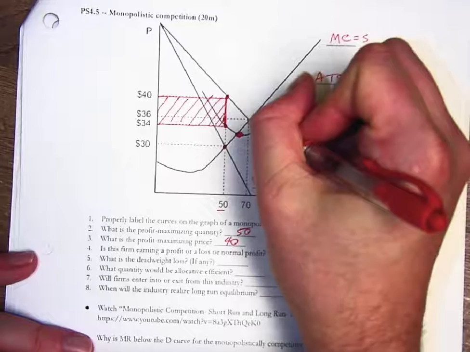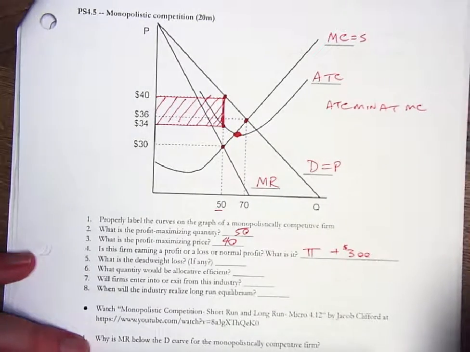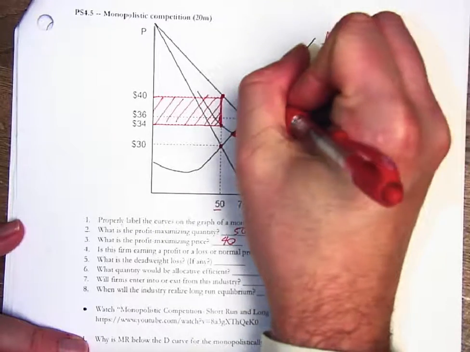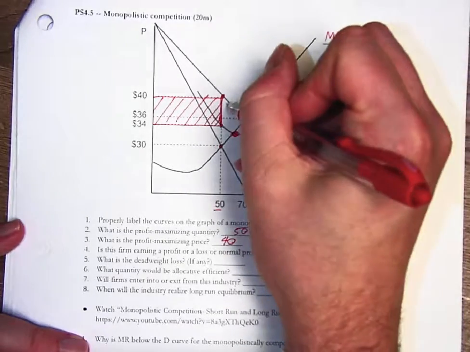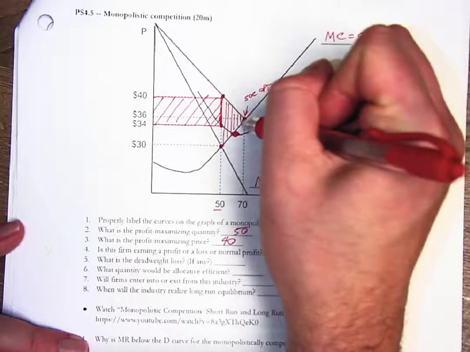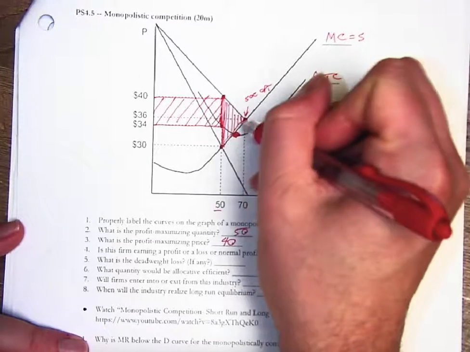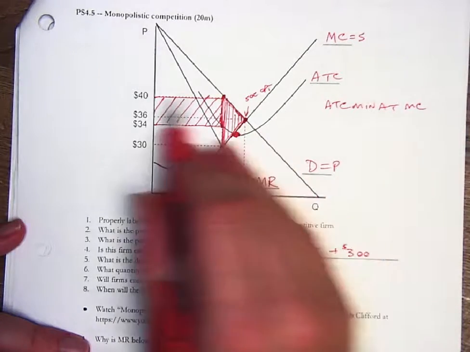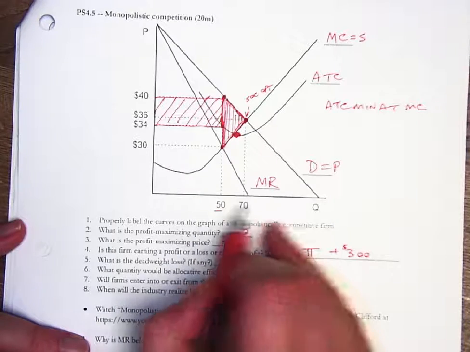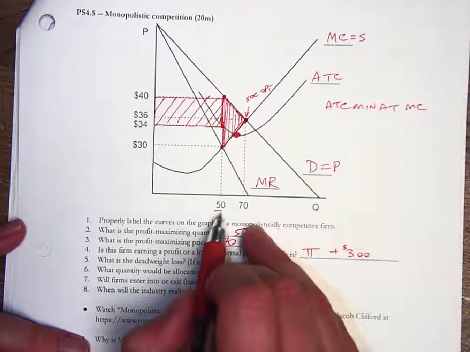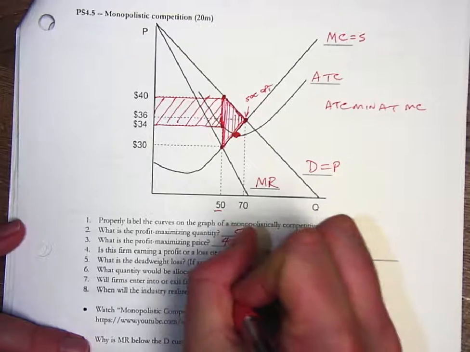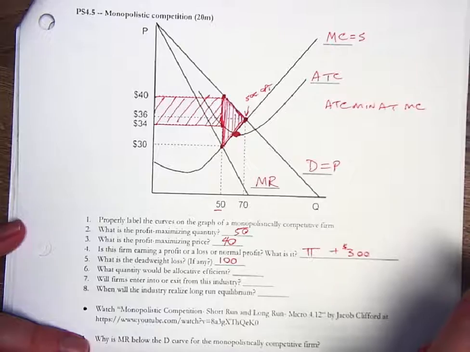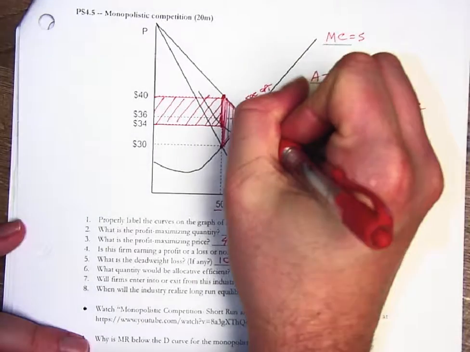Then it says, what's the deadweight loss, if any? And we know that deadweight loss happens because we're not at supply equals demand. We're not at the socially optimal point, right? So there is deadweight loss, and it's this triangle. And we can find the area of that triangle as 40 to 30 is 10, and then 50 to 70 is 20, 10 times 20 is 200, divided by 2 is 100. Then it says what quantity would be allocatively efficient, and that's this one, 70.